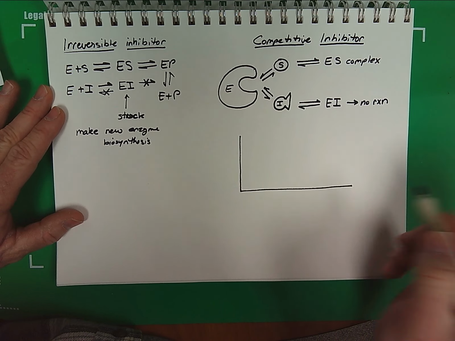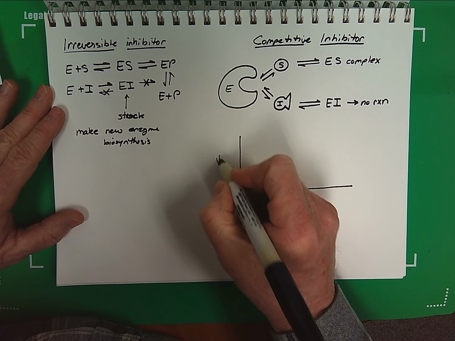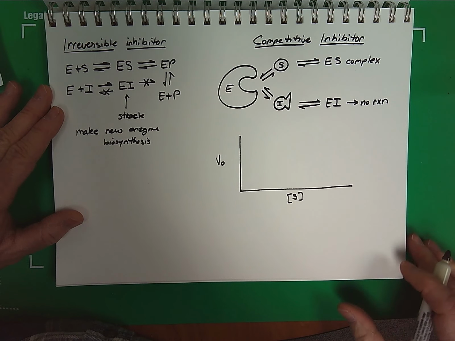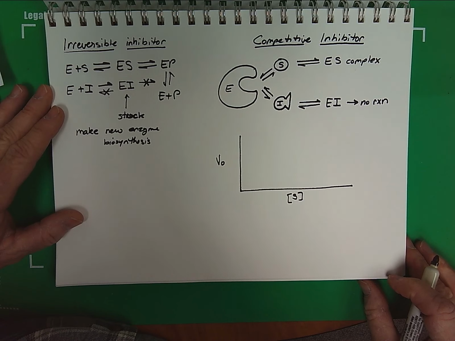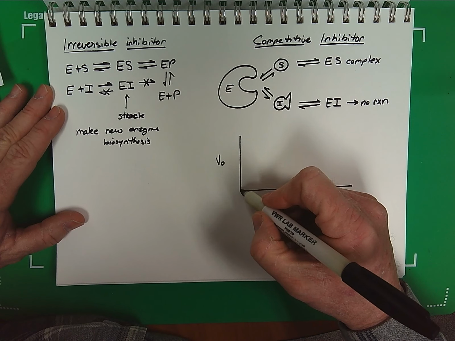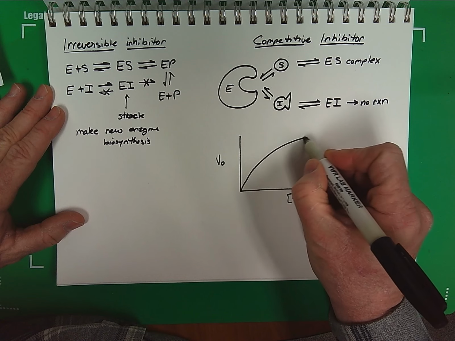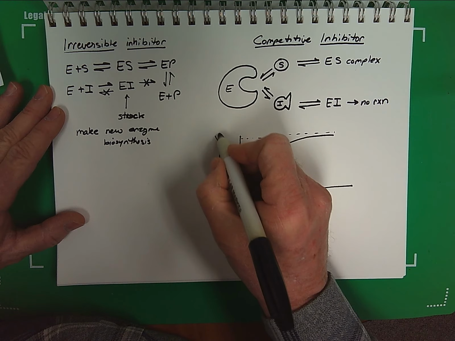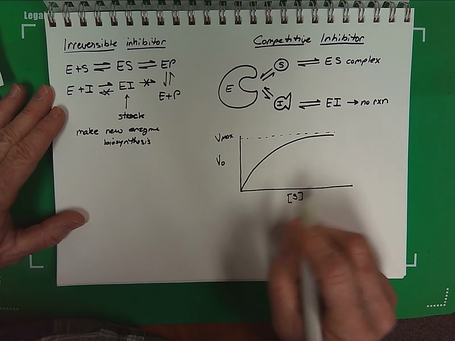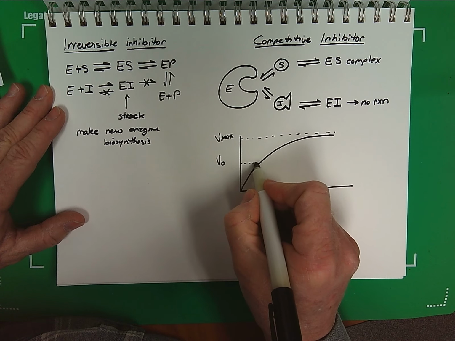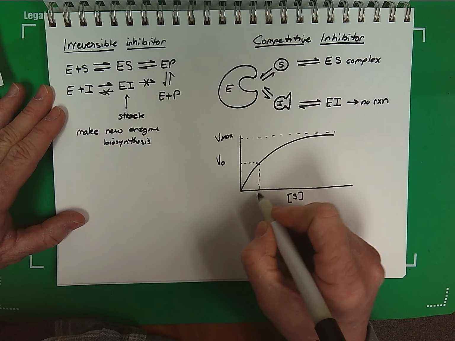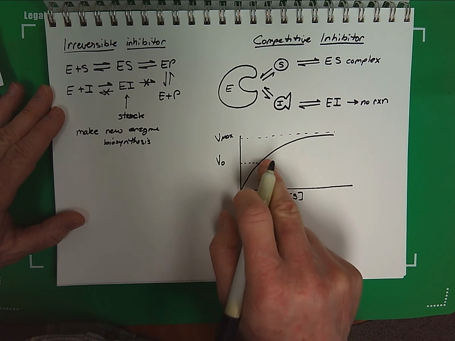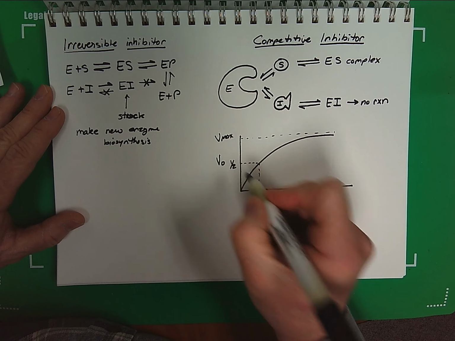Now, what does this look like on a graph? If we measure our V0 to substrate concentration to develop our kinetics on this enzyme, with enzyme and substrate, we see our typical hyperbolic curve. Here is our Vmax. Here is our 1/2 Vmax, and recall the definition of Km as the substrate concentration that gives 1/2 Vmax.